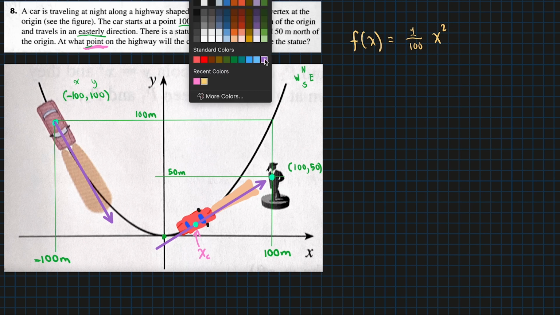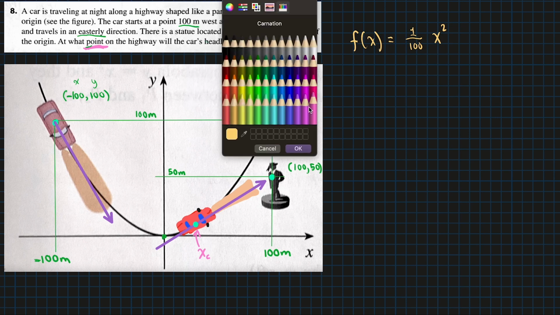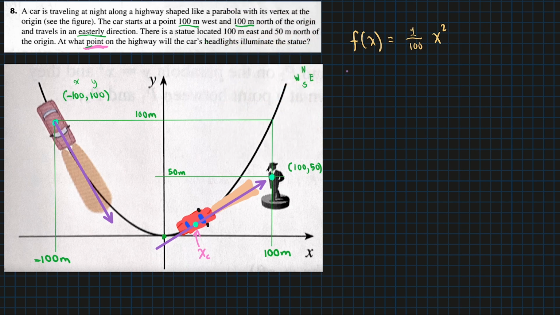Let's try to figure out the equation of our tangent line at x sub c. So I'll do it in this purple color. So let's remind ourselves how to make the equation of a line. So the equation of a straight line.